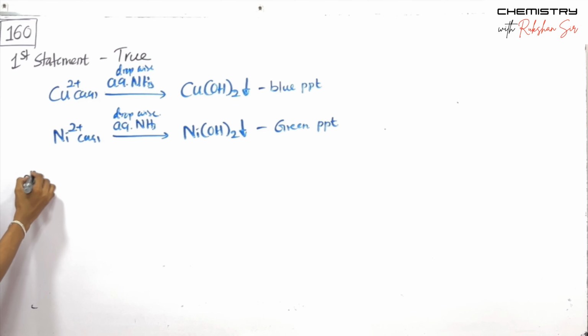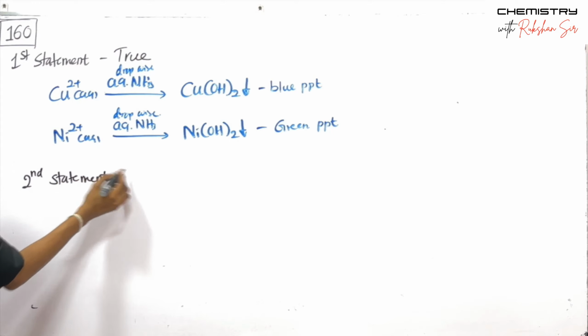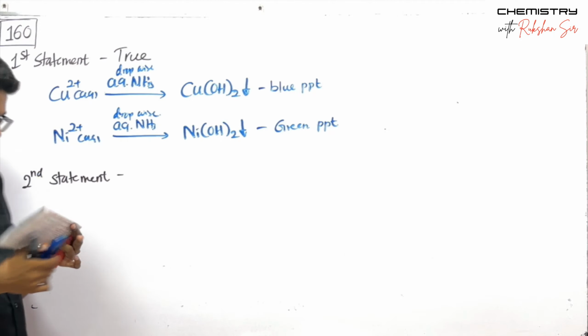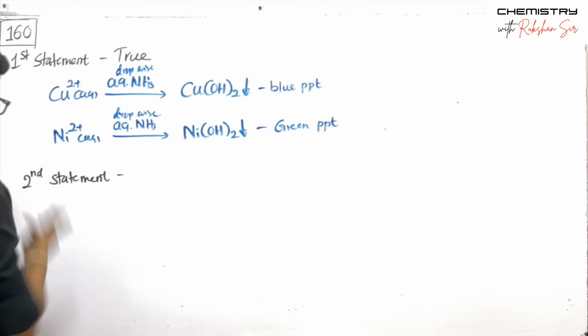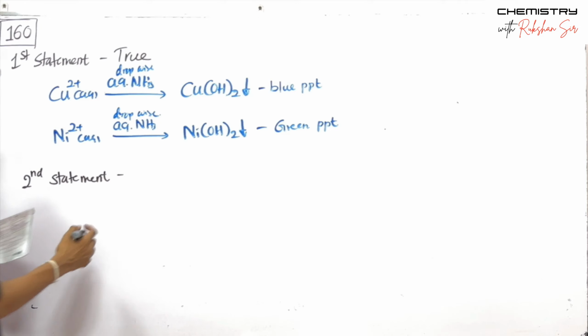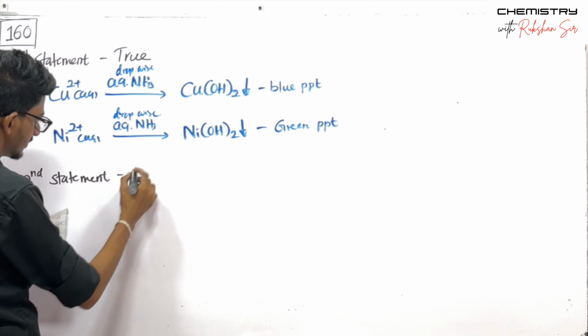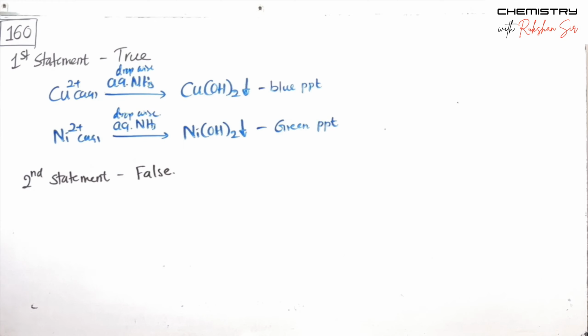Let's move to the second statement. See what this is. Copper hydroxide and nickel hydroxide are soluble in ammonia due to their amphoteric behavior. No, that is false. They dissolve in ammonia due to their complex-forming behavior. Again, the same comment I have to go with.